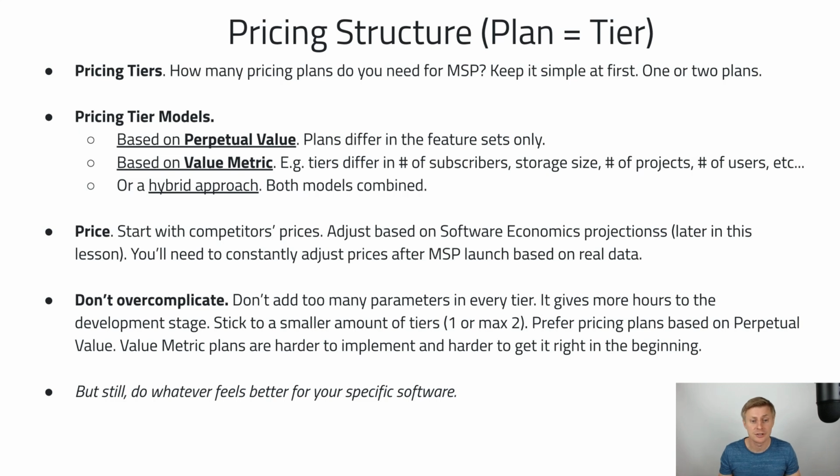And pricing tiers might use more than one value metric at the same time. Let's say for MailChimp, it could be number of subscribers limit and number of mail sent limit in different pricing tiers. But MailChimp pricing tiers are based on both number of subscribers and set of features, and we call it a hybrid pricing tiers model. Here we combine both the perpetual value and the value metric.